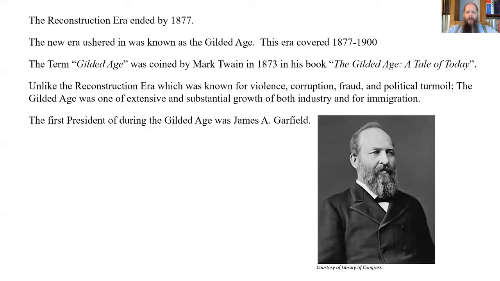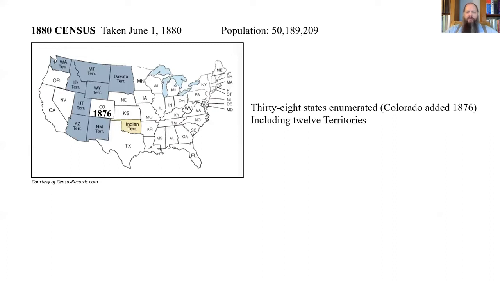Just again, adding a lot more information, we'll have a different look with the 1890, but we're going to begin with the 1880 census that was taken on June 1st of that year. The population that was enumerated was a little more than 50 million individuals. There were 38 states that were enumerated, and since the previous decade, Colorado had been added in 1876. This would include 12 territories.